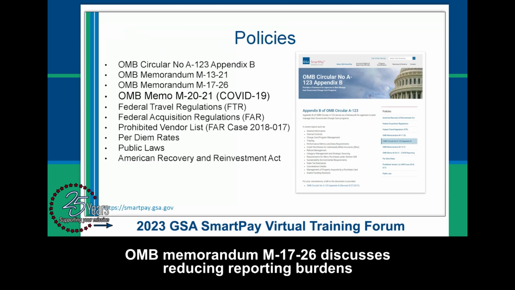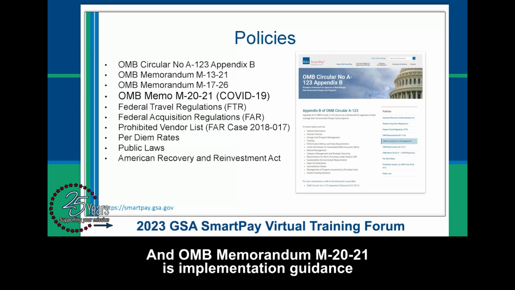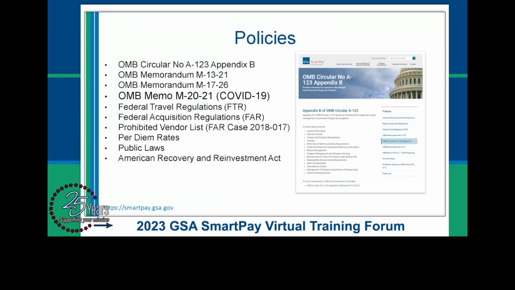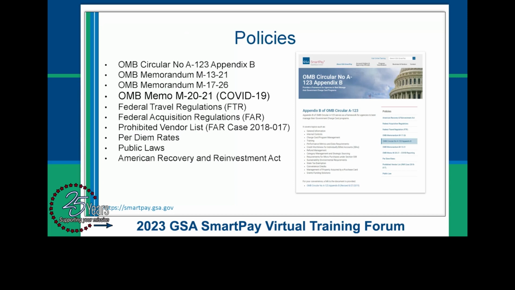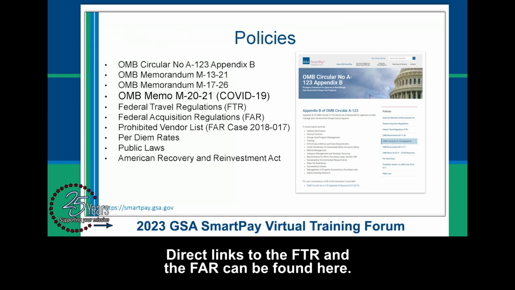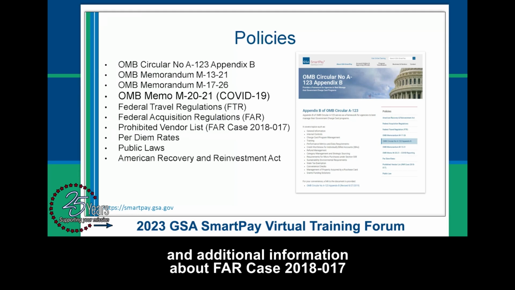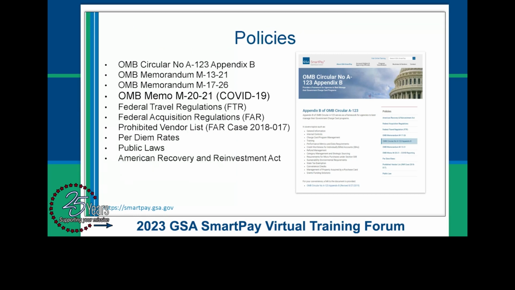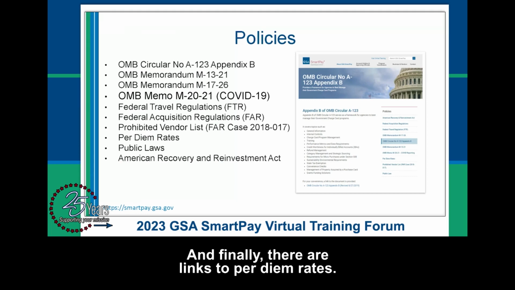OMB Memorandum M-17-26 discusses reducing reporting burdens on the federal government, and OMB Memorandum M-20-21 is implementation guidance for supplemental funding provided in response to the coronavirus disease 2019, also known as COVID-19. Direct links to the FTR and the FAR can be found here. We also provide a prohibited vendor listing and additional information about FAR case 2018-017 that prohibits the purchase of covered telecommunications equipment and services from vendors who sell products containing spyware. And finally, there are links to per diem rates.